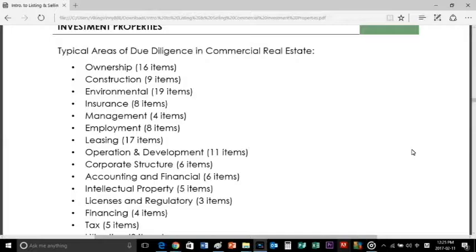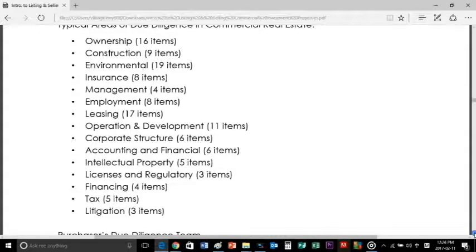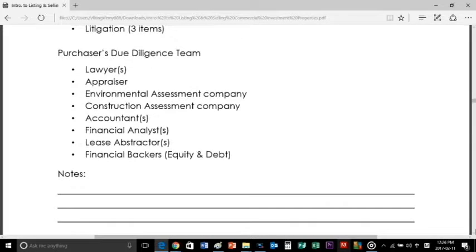Typical areas of due diligence in commercial real estate: ownership, 16 items. Construction, 9 items. Environmental, 19. Insurance, 8. Management, 4. Employment, 8. Leasing, 17 items. Operation and development. Corporate structure. Accounting and financial. Anyway, they have a whole mess of items, each one. You can see it here. Accounting and financial, intellectual property, licenses and regulatory, financing, tax and litigation.